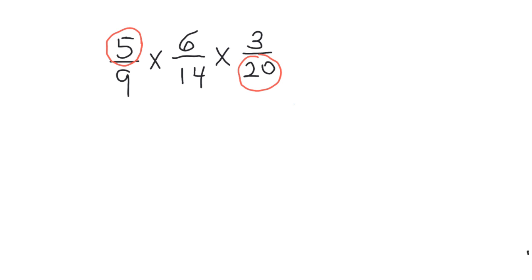So first I have 5 and 20. They have a common divisor of 5. And so I'm going to do 5 divided by 5, which gives me 1, and 20 divided by 5, which gives me 4.